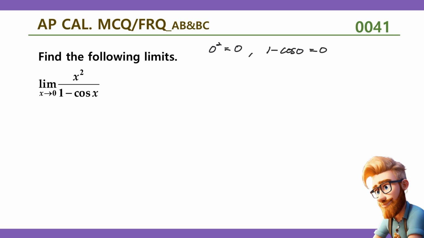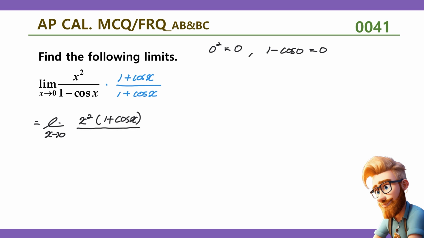So we will have to transform this expression into another expression using trigonometric identities. We're going to multiply the numerator and denominator by 1 plus cosine x. Then we have the limit as x approaches 0 of x squared times 1 plus cosine x over 1 minus cosine x times 1 plus cosine x, that's 1 minus cosine squared.